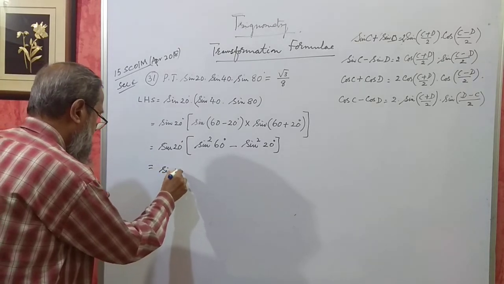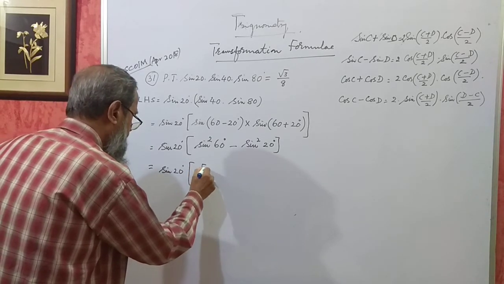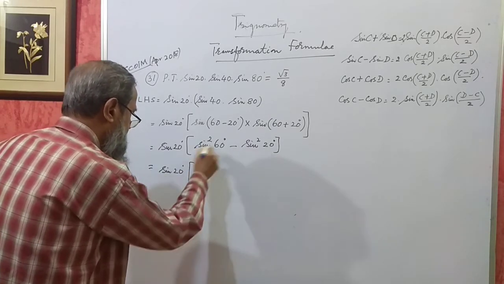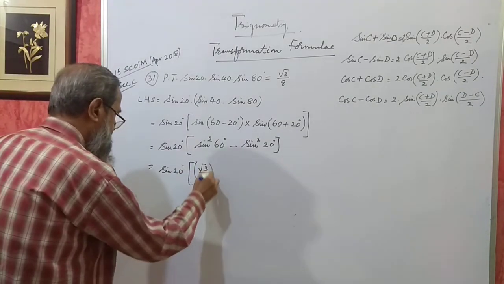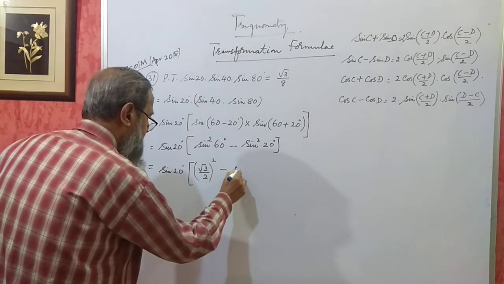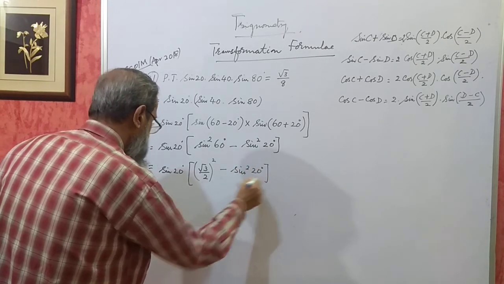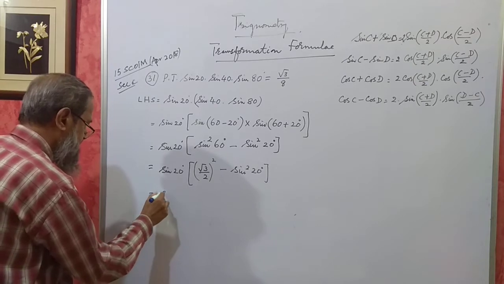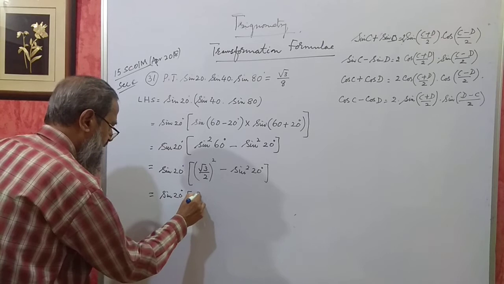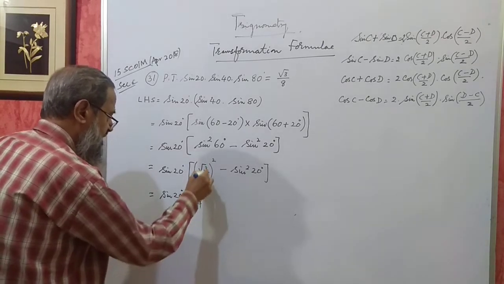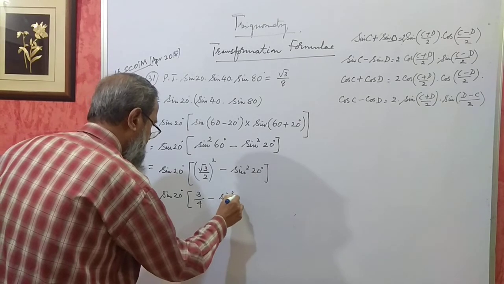So this sine 20 I'll keep like that only. This is root 3 by 2. Sine 60 is root 3 by 2. The whole square minus sine square 20 degree. Now this becomes sine 20 into 3 by 4 square of this minus sine square 20.